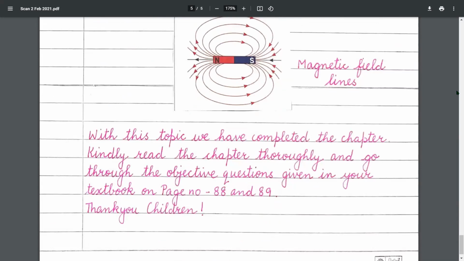With this topic, we have completed the chapter. Kindly read the chapter thoroughly and go through the objective questions given in your textbook on page number 88 and 89. Thank you, children.